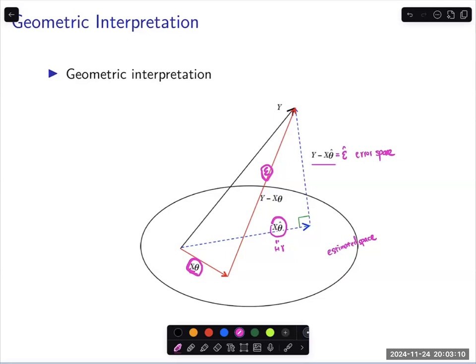This would be the corresponding geometric interpretation. Basically, the estimated space is spanned by X, because we can only explain Y using X. We project Y onto the estimated space spanned by X, so that we explain the model using only X. The difference between the estimated space and the observed Y is the error space.